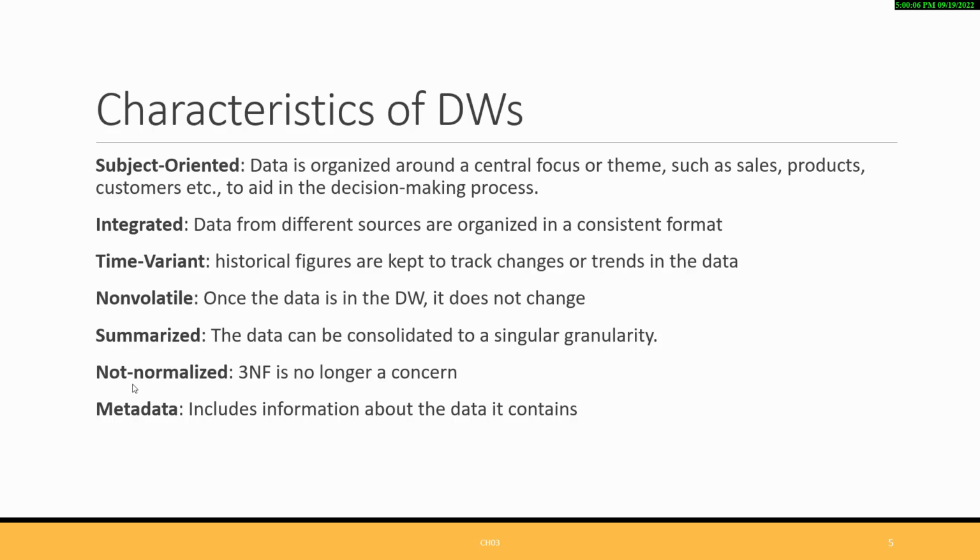And non-normalized indicates that unlike databases, we don't have to worry about putting the data in a third normal form, which is what we commonly do with databases. And metadata is information about the data it contains. So the data warehouses also store metadata. So what data is stored, what does it indicate? So all metadata will be stored in the data warehouse as well.